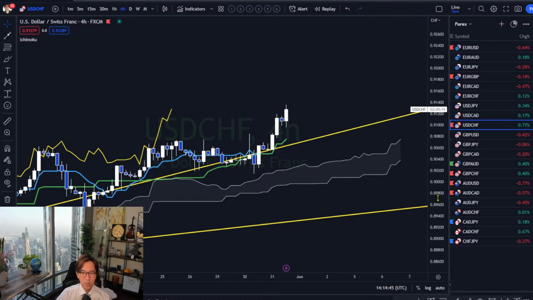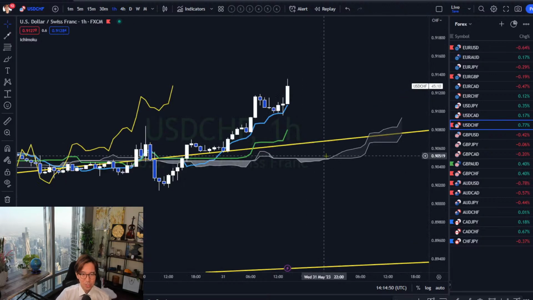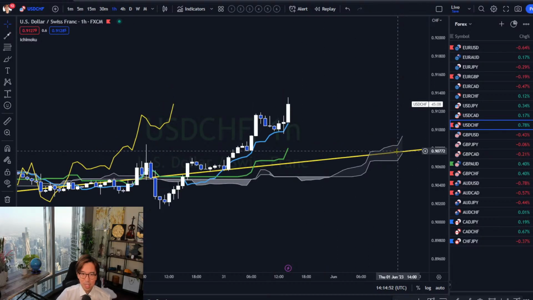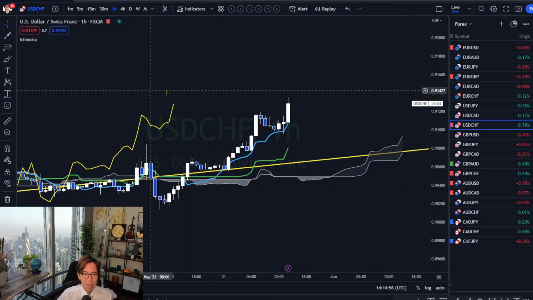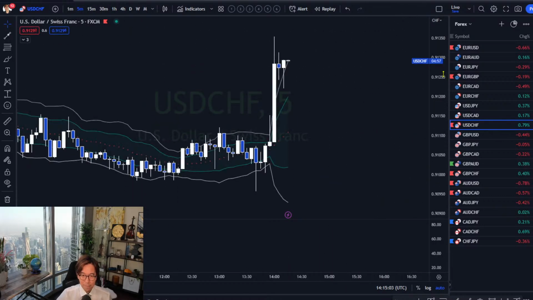So let's check this one. 4 hours now bullish, and 1 hour is also bullish now. You see Kumo's up, Kijun Sen, Tenkan Sen both bullish, and Chikou span above candles. And I look for an opportunity to buy based on lower time frames.